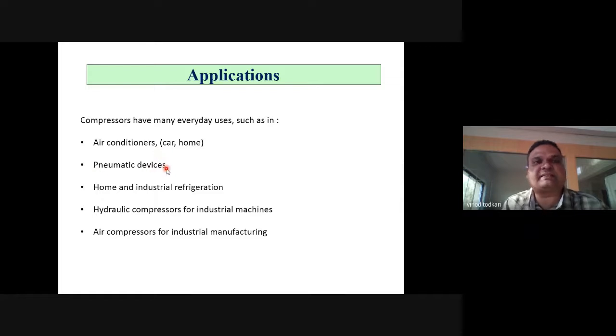In pneumatic devices, have you heard this word, hydraulic, pneumatic? Have you heard this word pneumatic? No, sir. Okay, have you seen somewhere written like air brakes?